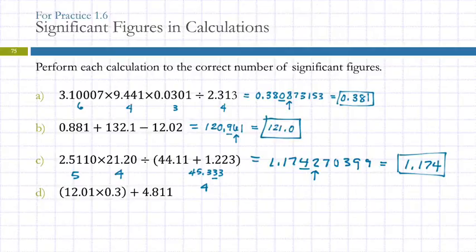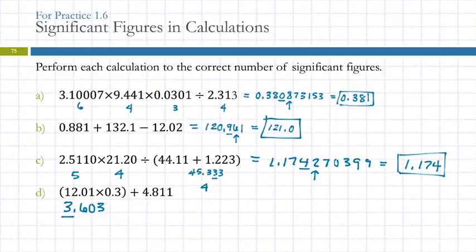Okay, let's look at this one. Here we have multiplying in parentheses. We have to do that one first. 12.01 times 0.3. So that result is 3.603. Multiplying goes by number of sig figs. 12.01 has 4 sig figs. 0.3 has 1 sig fig. So this number has 1 significant figure.